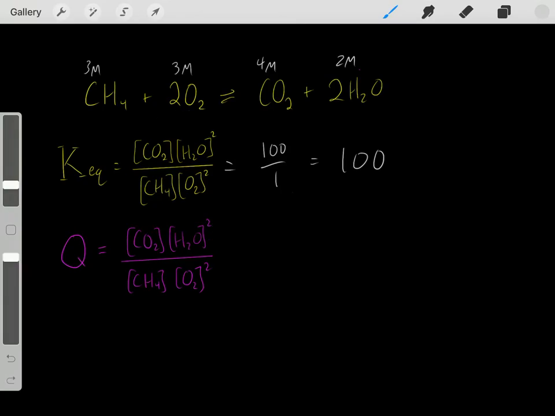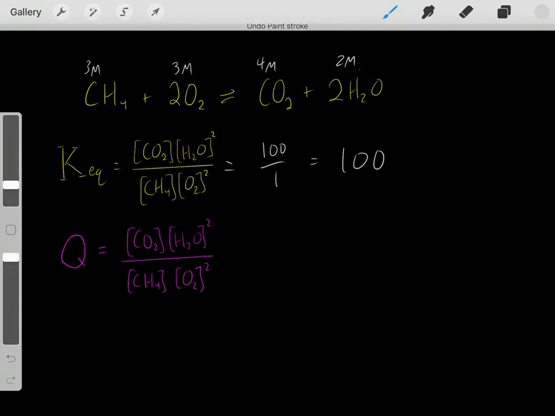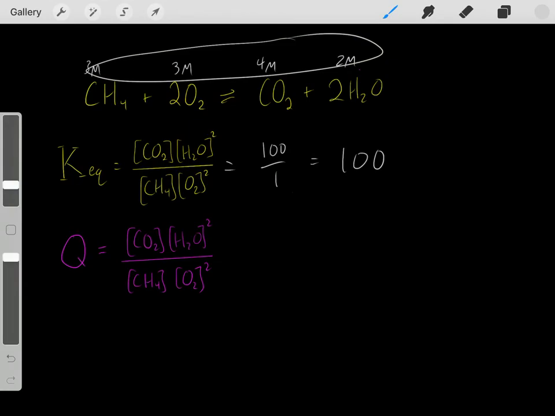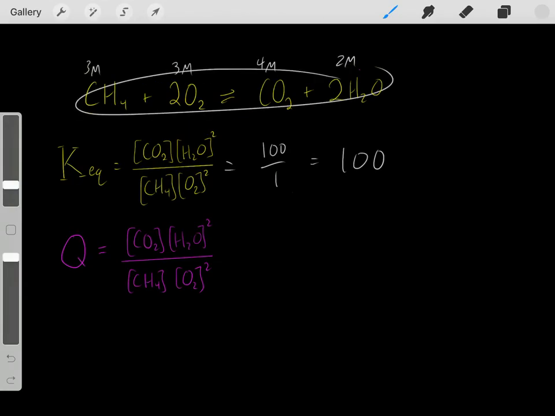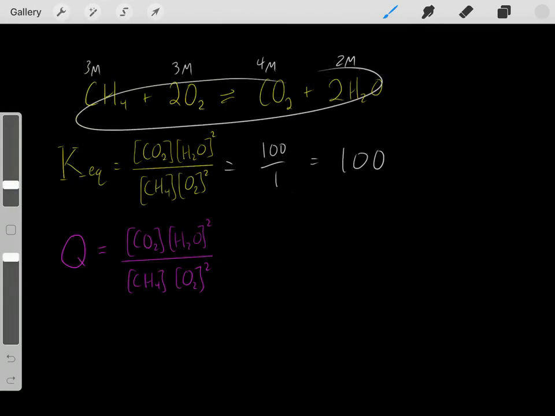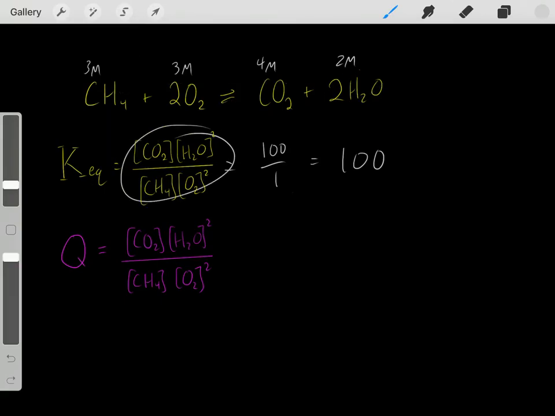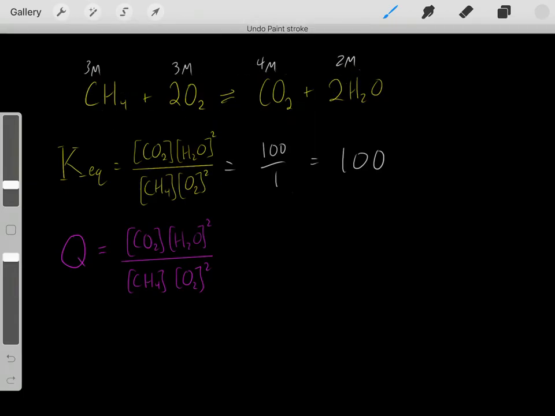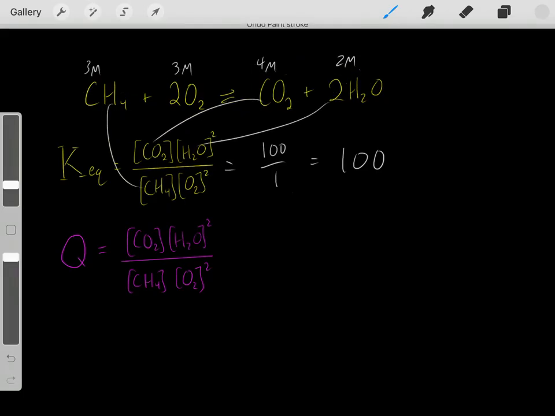However, the difference is that when using this Keq, you plug in the equilibrium concentrations. We have these initial concentrations, we let them react, we reach equilibrium, and it's those equilibrium concentrations that you plug into this Keq equation. That's how you use this Keq equation.